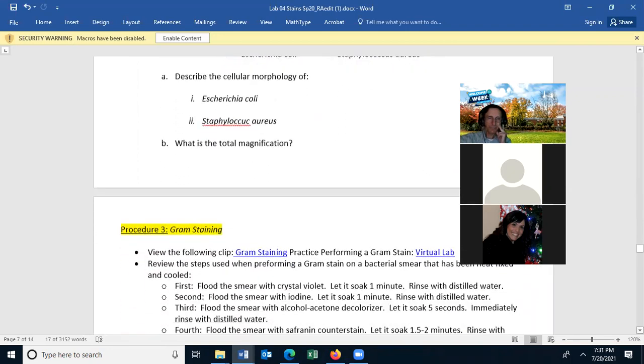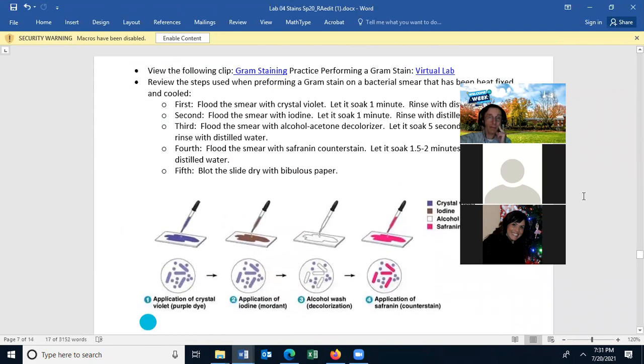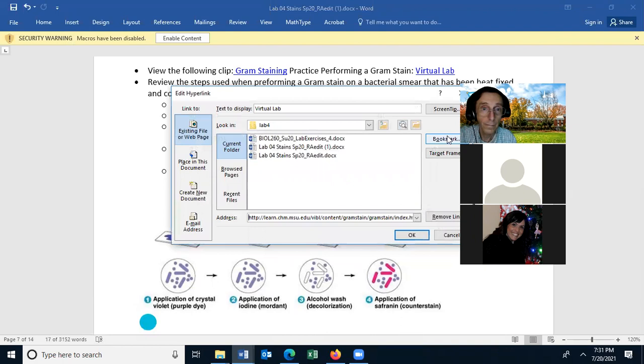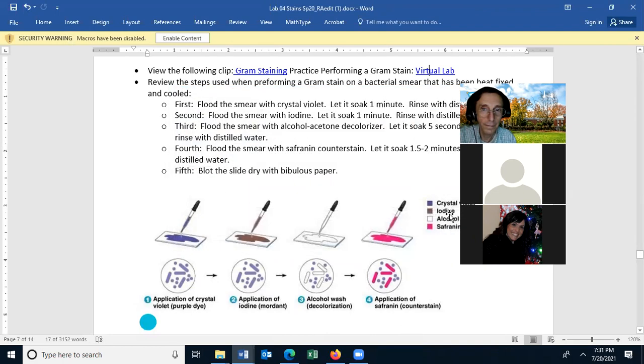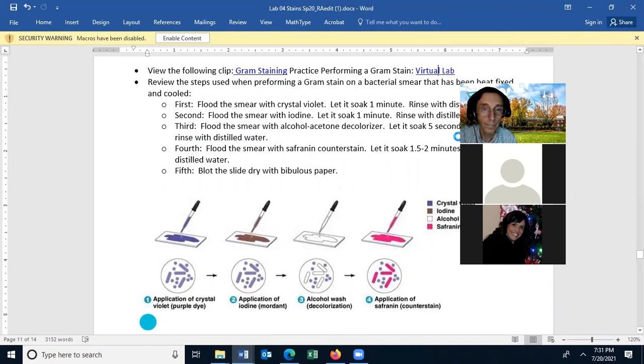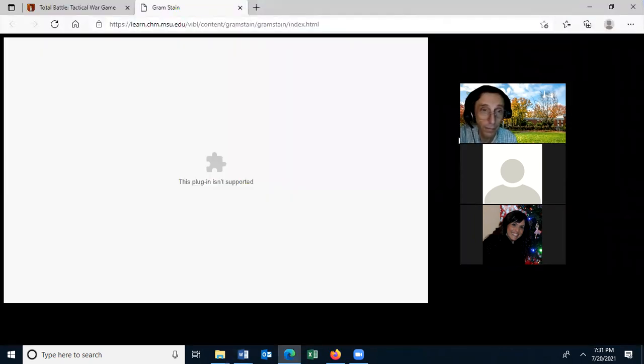Then do procedure 3 on the gram stain. We have a video clip on a gram stain, and we have a virtual lab on the gram stain. Let me open that, make sure it works. The virtual lab is where you will be able to do the gram stain on your computer.